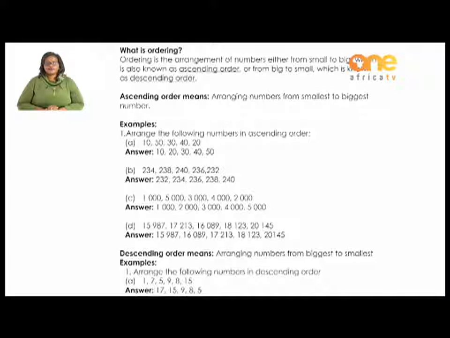Then on C, the first number is 1,000, second one, 5,000, third one, 3,000, 4,000, and finally, 2,000. Then the smallest number there is 1,000, followed by 2,000, 3,000, 4,000, 5,000. So if you look at the pattern of those numbers, they are all going up.